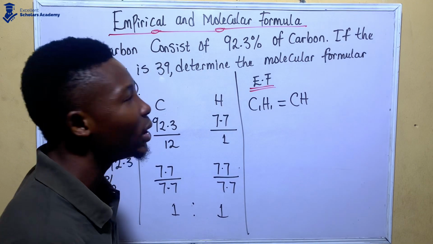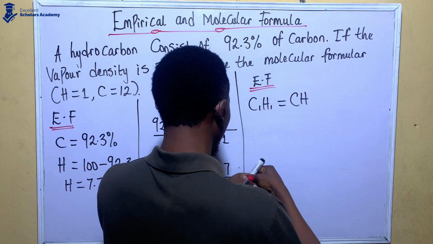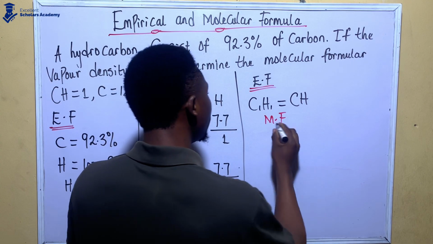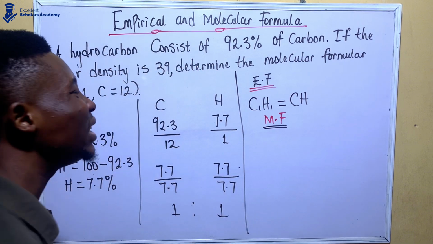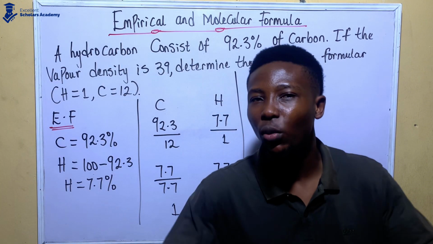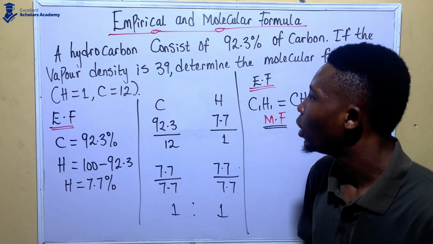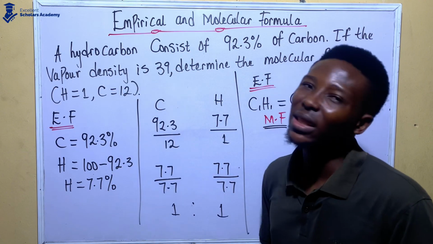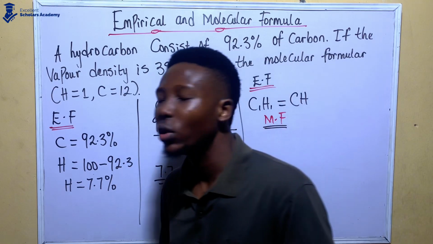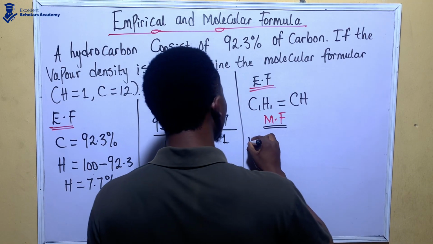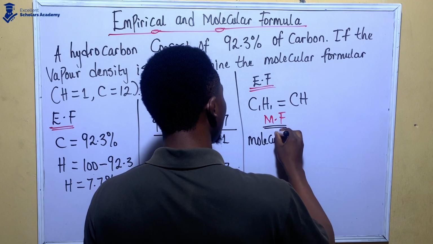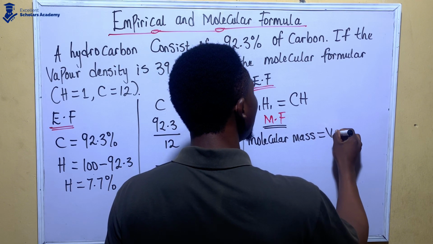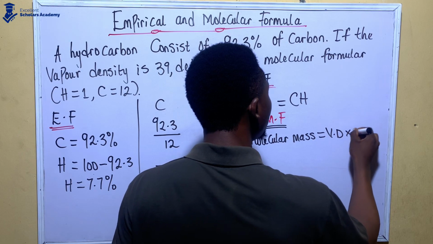Now let's move on to getting the molecular formula. For us to get the molecular formula, we need the molecular mass of the compound. But in this question, they said the vapor density is 39. Now, the vapor density is 39, but we can get the molecular mass. I want you to know that molecular mass is vapor density times 2.